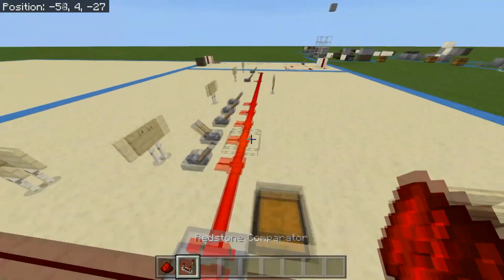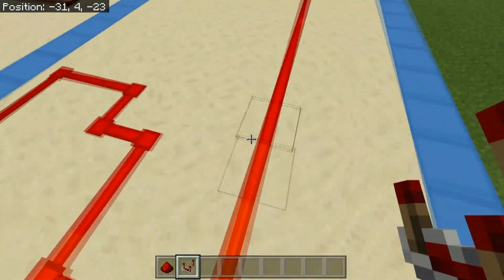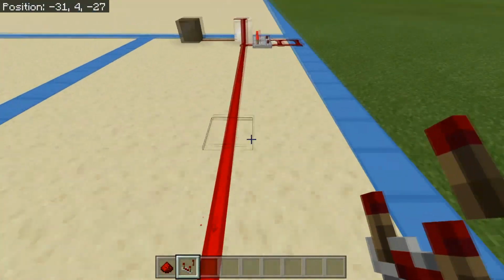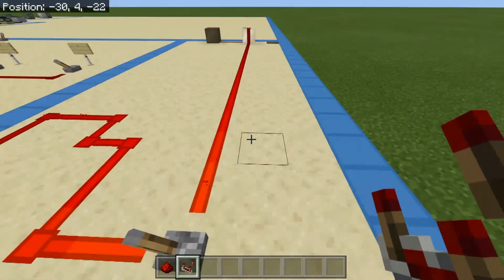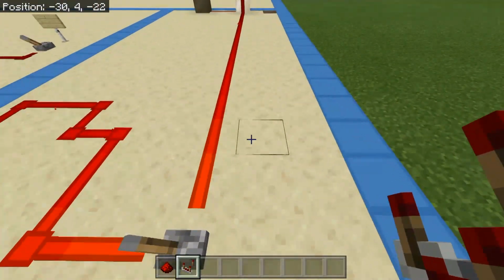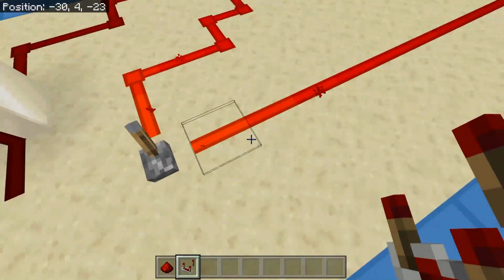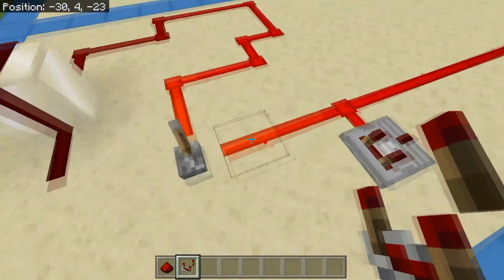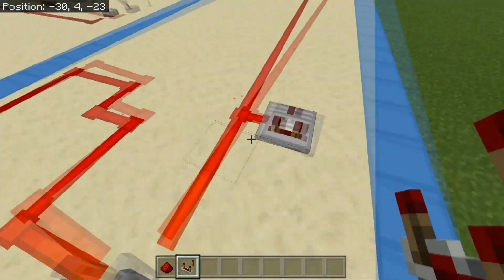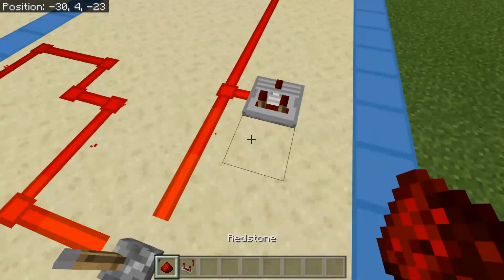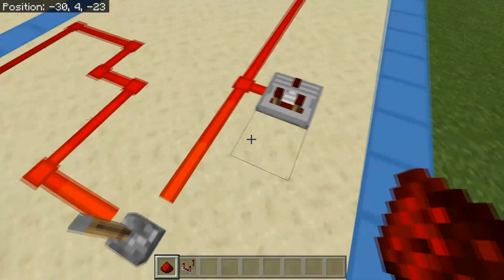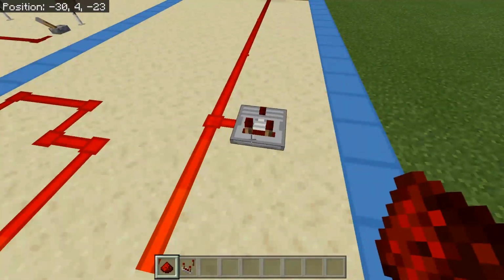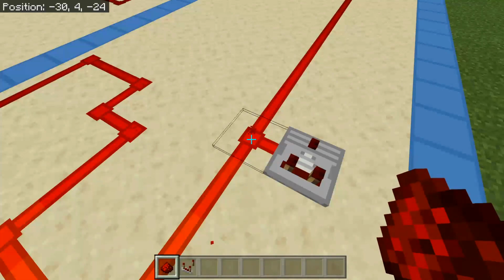Now, what that means is you can actually extend a signal by up to 2 blocks. So let's look at this line again. If I were to put a comparator on 13, so this is 15, 14, and 13, I'm going to have an input of 14 into it because it's taking the place of 13.